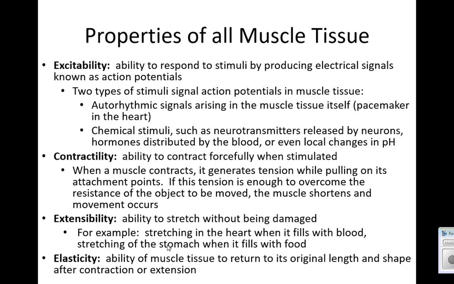The last two properties, extensibility and elasticity, are not unique to muscle. We'll see these again, and you can think of these like a rubber band. Extensibility, think extend. Another word for extend would be lengthen, which refers to the ability of muscles, and this is all three types of muscles. We've all stretched our skeletal muscles, but your heart and your smooth muscles stretch as well. And they all do so within limits without being damaged.